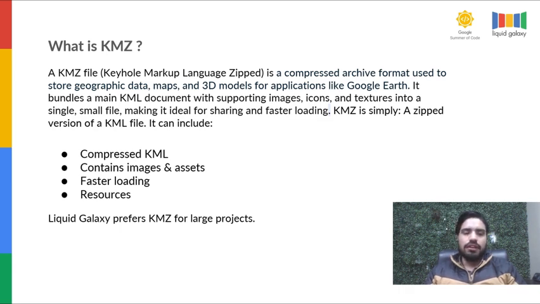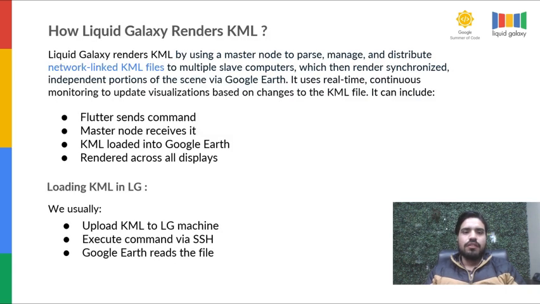Basically, Liquid Galaxy prefers KMZ for larger projects. So let's come to the very important topic: how Liquid Galaxy renders KML. Liquid Galaxy renders KML by using a master node. Master node means the main computer that parses, manages, and distributes network-linked KML files to multiple slave computers, which then render a synchronized independent portion of the scene by Google Earth.